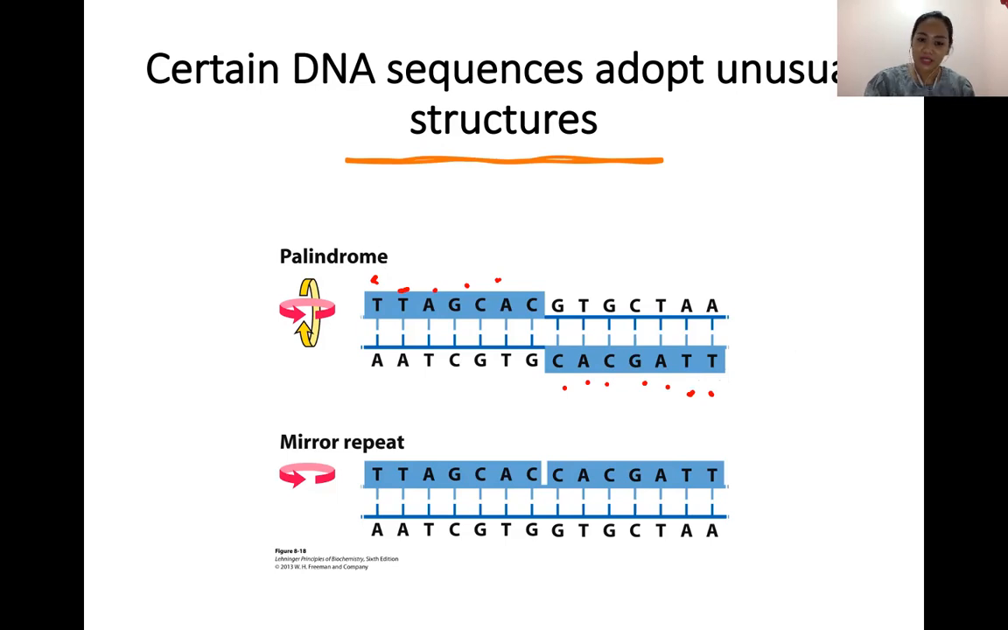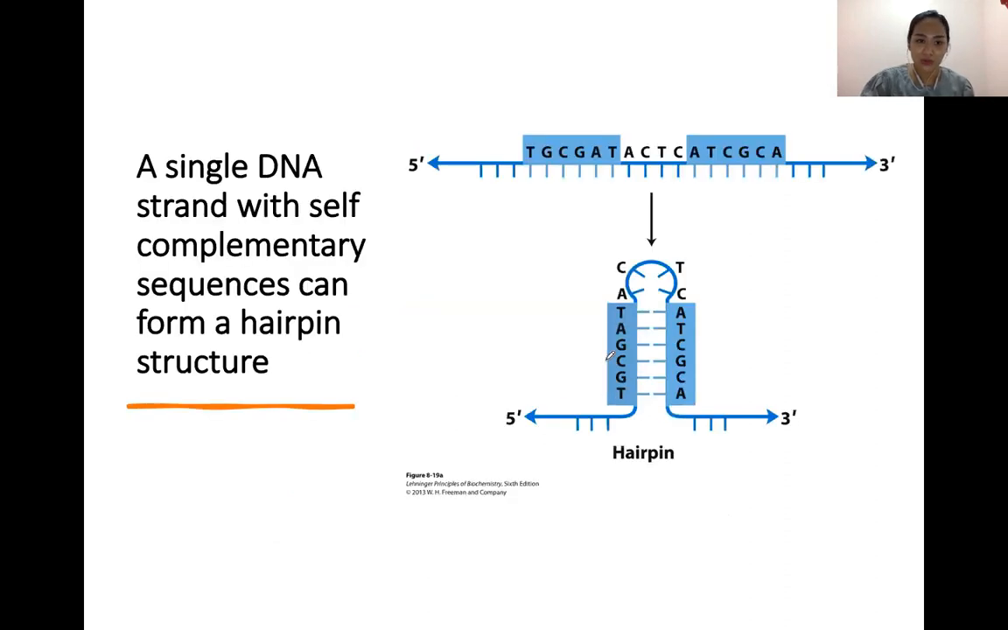Next, we have a mirror repeat. A mirror repeat is like a horizontal duplicate. If you cut it horizontally, it's a duplicate. So if you fold it, it's the mirror. It's like a mirror image. If you fold, you have here T, and then you have T here, and then again T. So it's the same, right? A, and then A, and then G, C, A, and then C, C. So that's what is being referred to as mirror repeats.